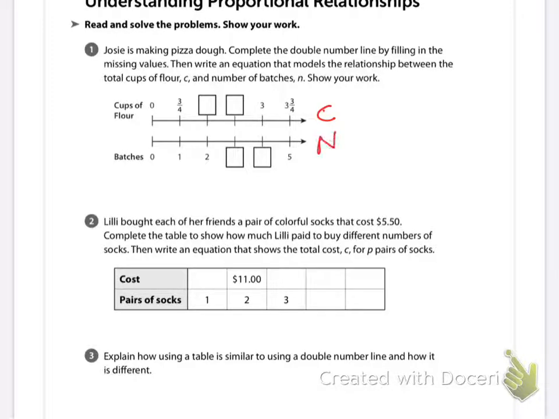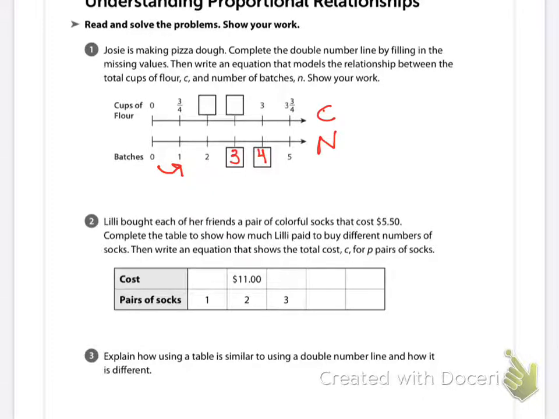C, N. Well, I'm going to start with batches because it's a little bit easier to understand. I'm trying to figure out each time what happens as I go to the right on this double number line with tick marks. Well, it looks like this goes up one and this goes up another one. So you're right if you thought that the blank right here was 3 because it needs to go up another one. And then this one needs to be 4.